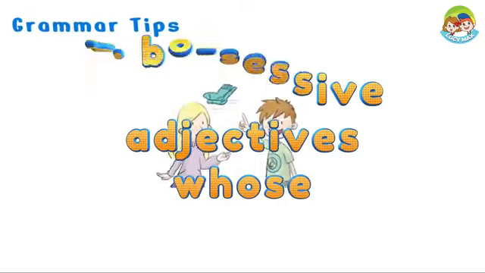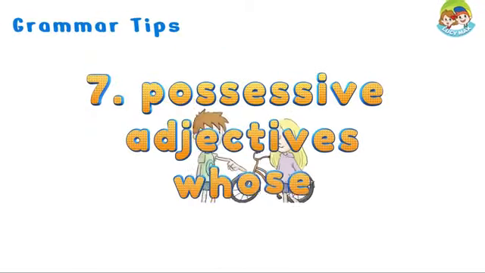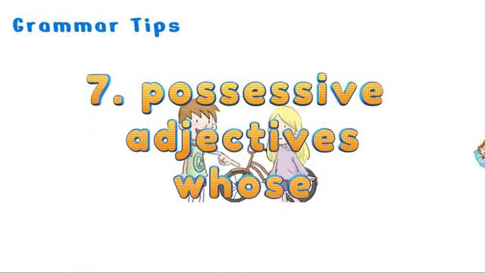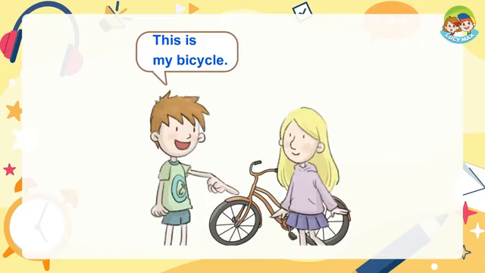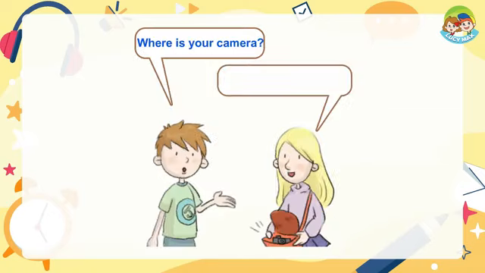Unit 7. Possessive adjectives. Whose? This is my bicycle. Where is your camera? My camera is in my bag.